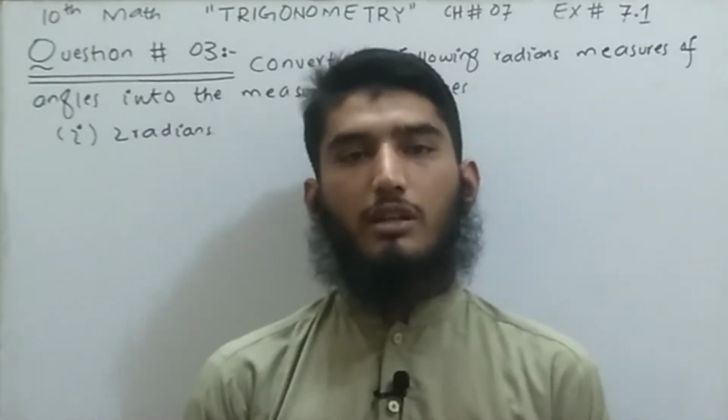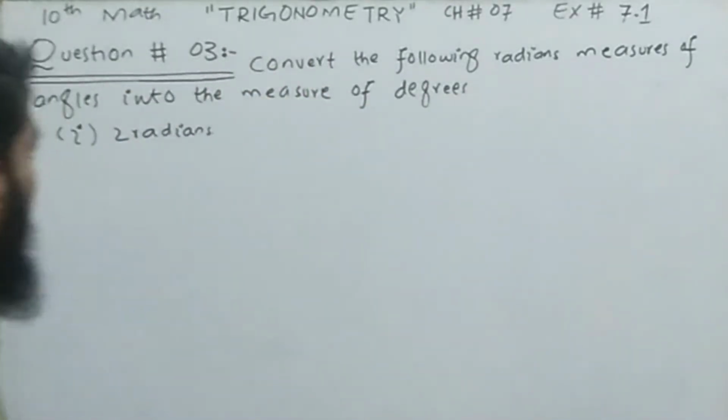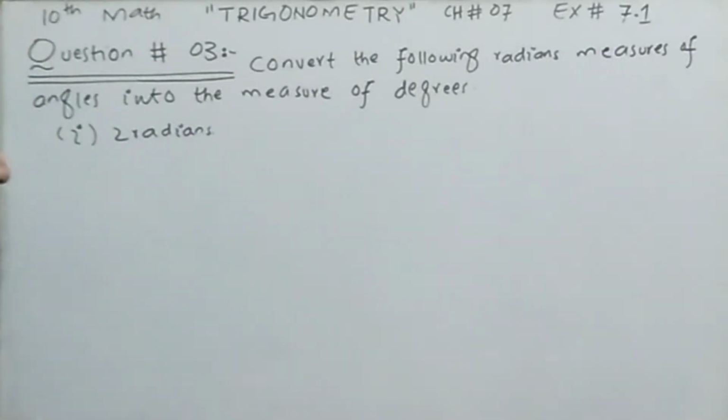There are a total of 4 parts in question number 3. So let's move toward question number 3. It tells us to convert the following radian measures of angles into the measure of degrees. So the first part is 2 radian.